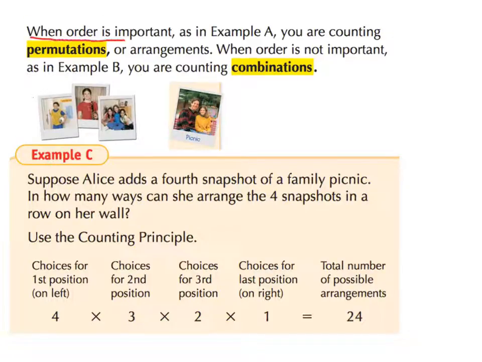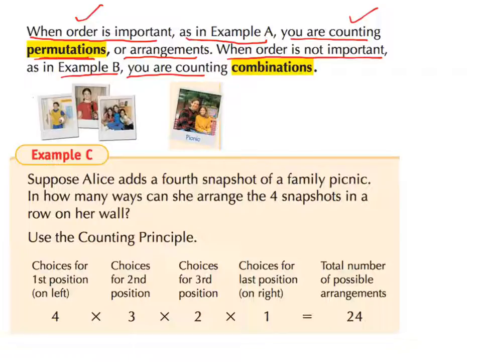When order is important, as in example A, where you are arranging the snapshots in a frame, you are counting permutations. So when order is important, you are counting permutations or arrangements. When order is not important, as in example B, where you are mailing to the grandmother, you are counting combinations.